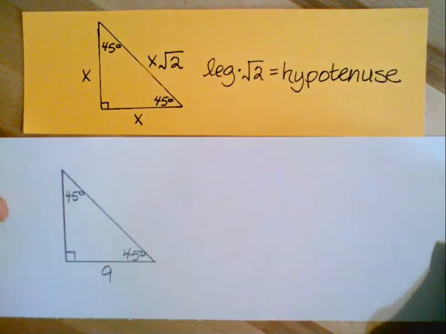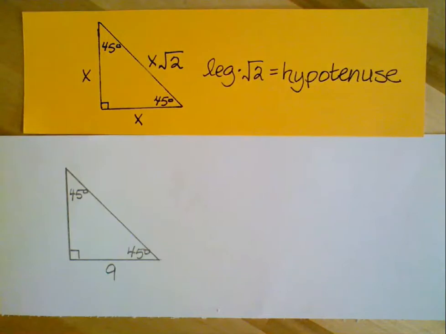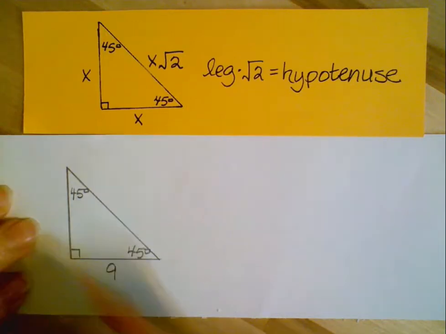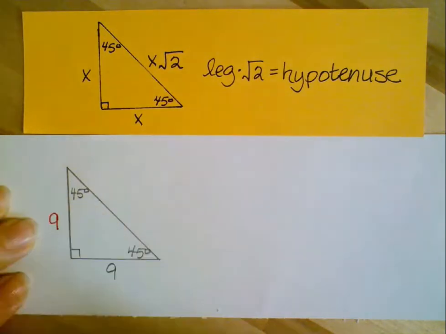In this first one, we're given a 45, 45, 90 triangle whose leg has a length of 9. We know that because the triangle has two 45-degree angles in it, two acute angles with the same measure, that means we have two legs that are congruent. So in this case, since the legs have to be congruent, the other leg has to have a length of 9 as well.